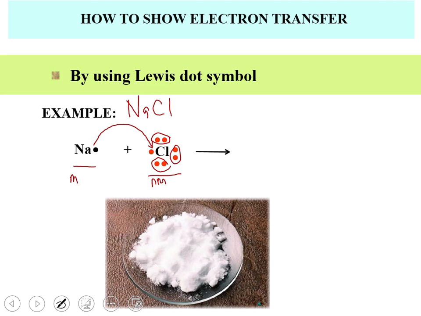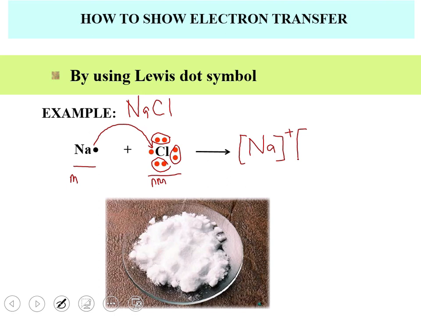Okay, so what is the product? The product, you should draw it like this. Draw the Na with the bracket. Inside the bracket represents how many valence electrons are left. Now Na has already lost its electron, so the bracket is empty. And the charge of Na would be plus because it lost 1 electron. What about Cl? Cl gains 1 electron.